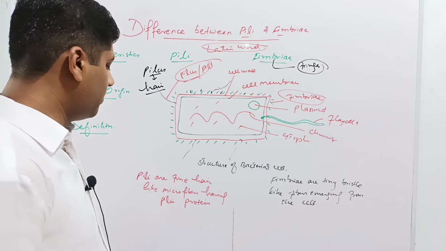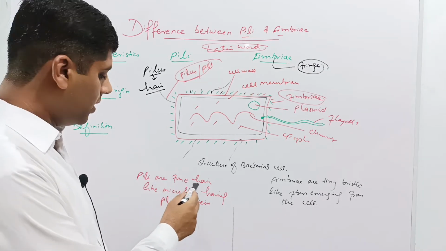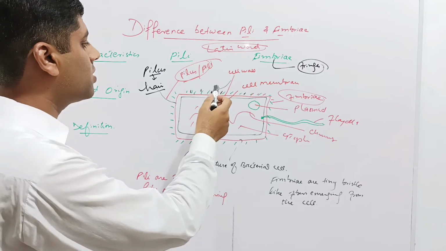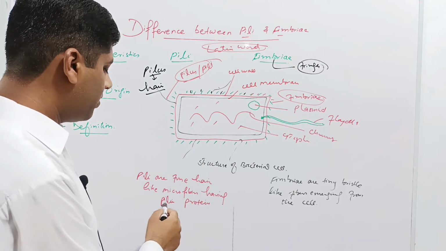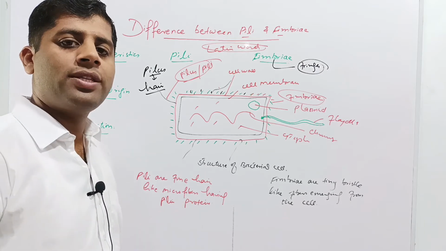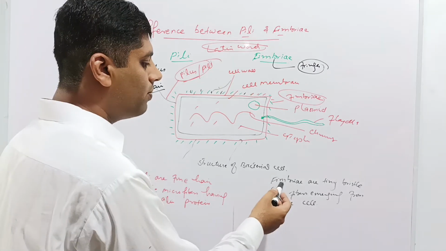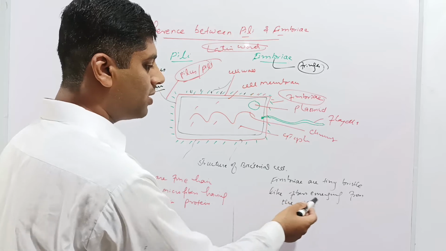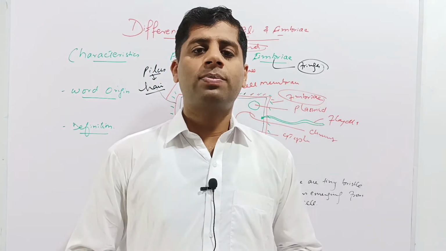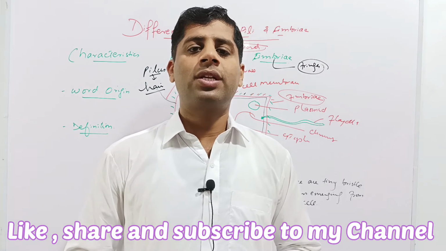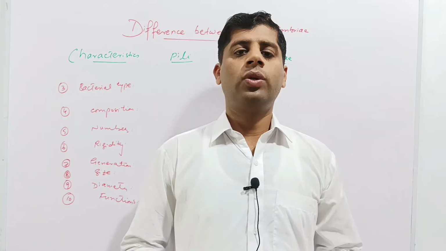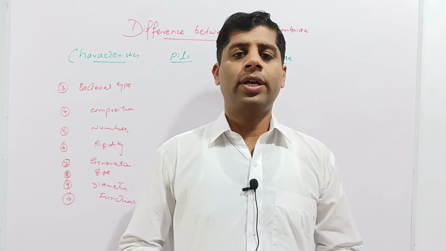If we define them, the pili are fine hair-like microfibers. These are projections or hair-like fibers arising from the bacterial cell, made of pili protein. This is the composition of pili, that these are made up of pili proteins. Fimbriae are tiny bristle-like fibers emerging from the cell. So fimbriae are small-sized fiber-like structures arising from the cell of the bacteria, giving the appearance of fringes or bristles. Now we'll look into the differentiating characteristics of pili and fimbriae.